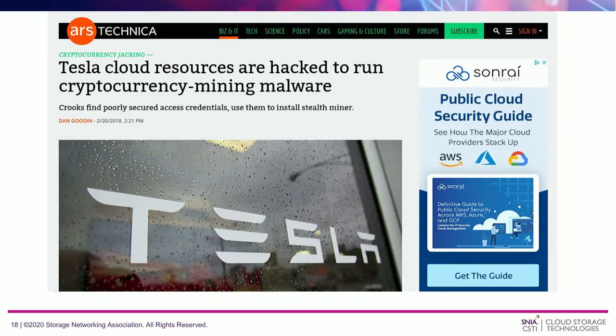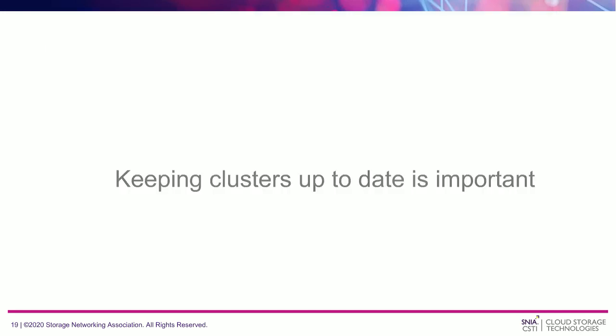Other bugs are just simple configuration errors, like Tesla recently had their Kubernetes clusters hijacked and set to mining Bitcoin. So that's another big security concern. And in terms of mitigating these concerns, keeping your clusters up to date is really one of the most important things you have to think about when you're looking at this space.